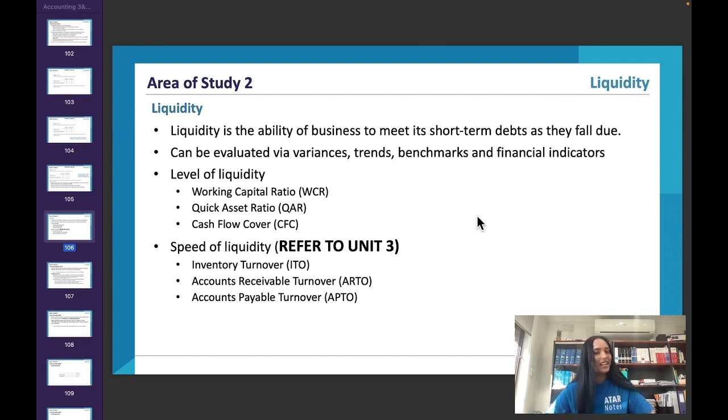And just a reminder, liquidity is the ability of the business to meet its short-term debts as they fall due. So basically, the ability of the business to pay its liabilities and pay its debts in the short term, so in day-to-day activities.